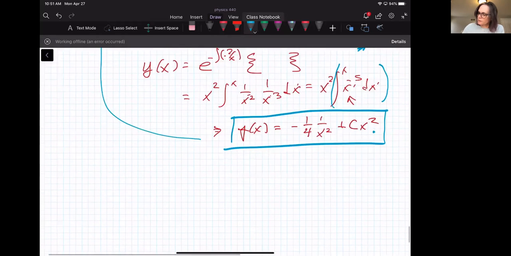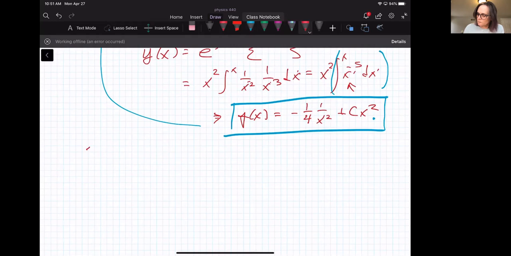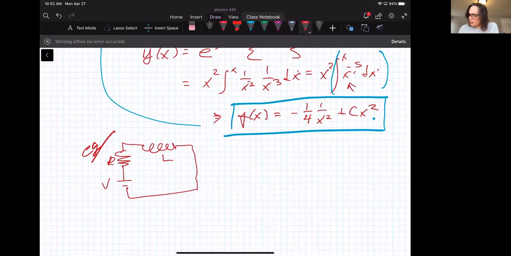All right, another example. This one's more of a physics example. Let's have an RL circuit: some resistor R, an inductor L attached to V. And we can write the differential equation that represents the current as a function of time as L times I dot plus RI is equal to V.